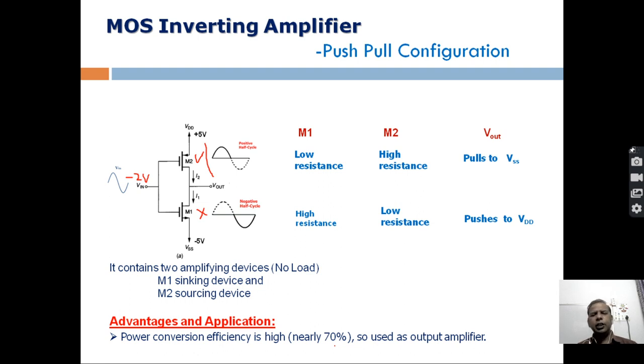While if we see the class A operation, where there is only one amplifying device and a load connected here, in that kind of circuit the current flows through the device during the complete cycle. So for the positive half cycle as well as the negative half cycle, current flows through the same device. That is class A operation, and in that kind of circuit the power conversion efficiency is comparatively low, 30%. But here the power conversion efficiency is high, and because of this, this kind of circuit is used as an output amplifier.